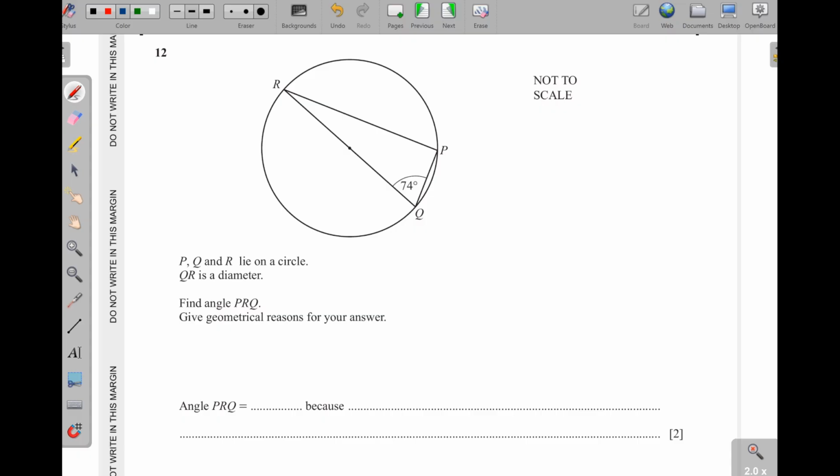Question 12 is coming from circle theorems and properties. P, Q and R lie on a circle. QR is a diameter. Find the angle PRQ. Give geometrical reasons for your answer.